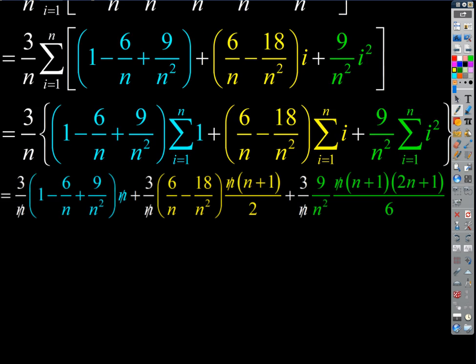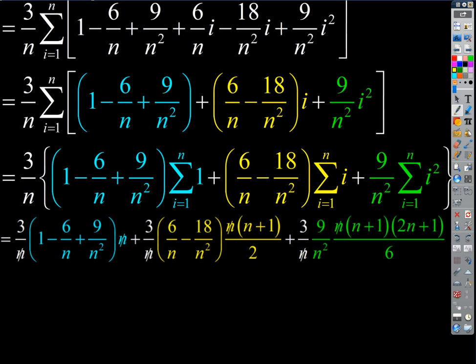So I'm going to add up these sums now, right? I've got the sum of all this stuff, but let's break that into separate sums. Let's add up each of these individually. So we've got the blue sum, the yellow sum, and the green sum from 1 to n, okay? Well, here I've just got this coefficient times the sum of 1, right? So that's just going to give me an n.